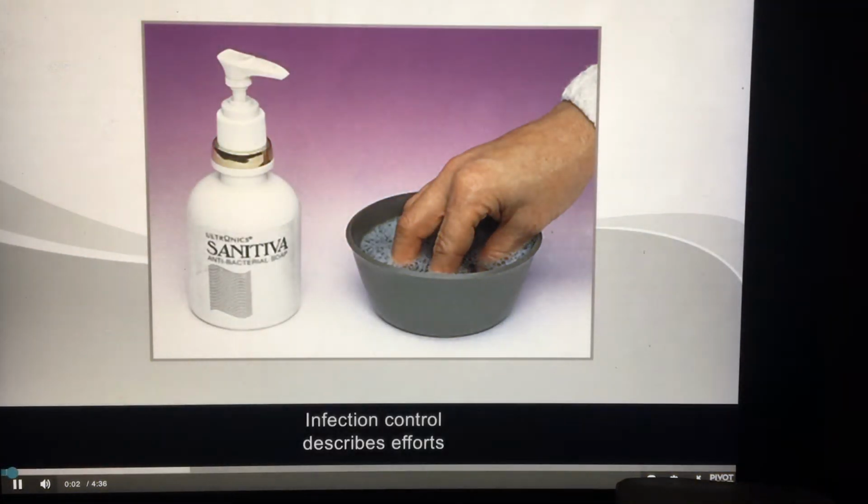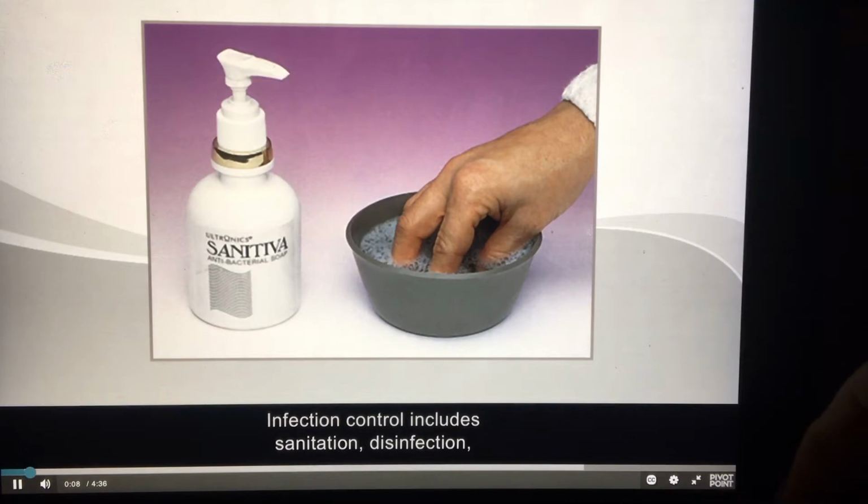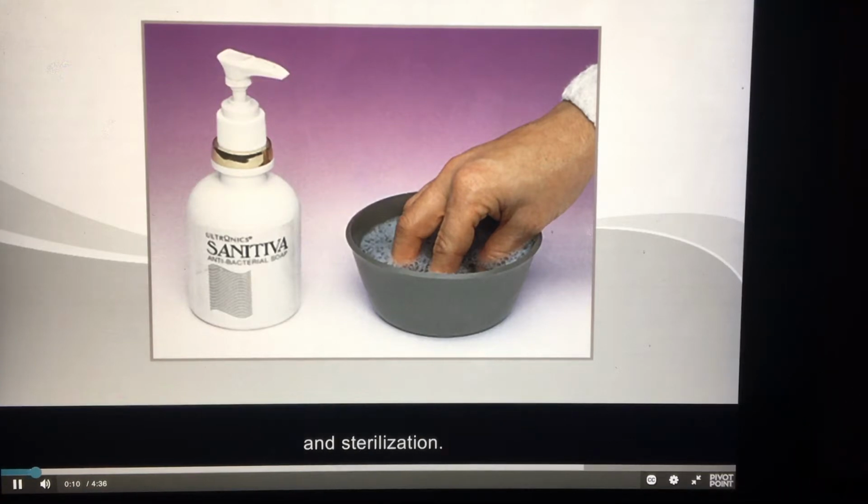Infection control describes efforts to prevent the spread of disease and kill certain or all microbes. Infection control includes sanitation, disinfection, and sterilization.